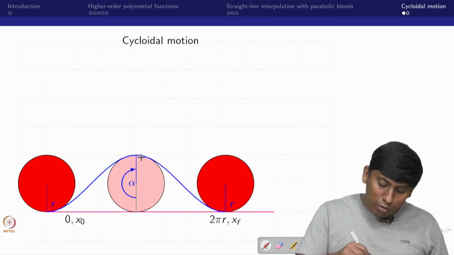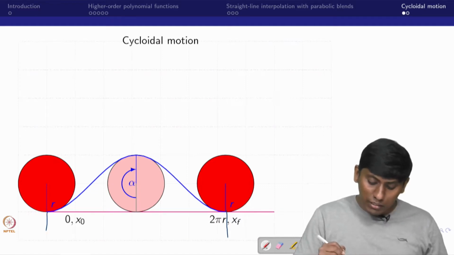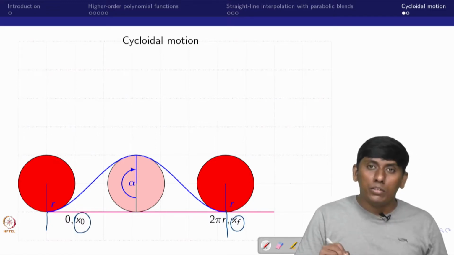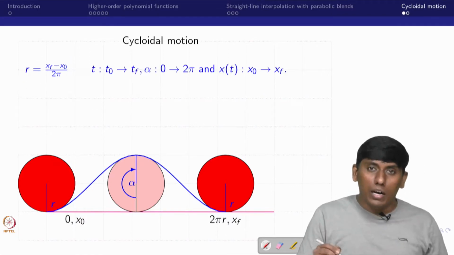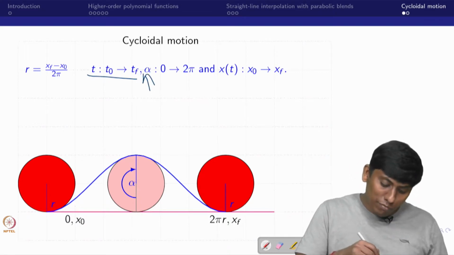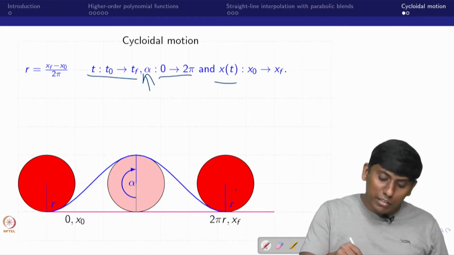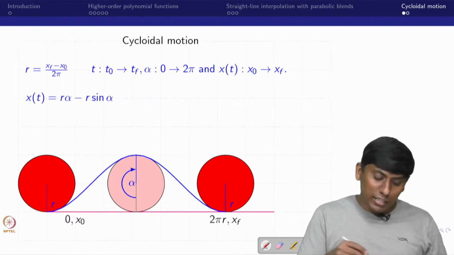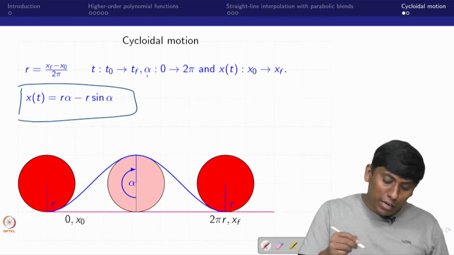You can see that the profile would be smooth, and when it starts from 0, you can see 2 pi r distance is traveled, from x0 to xf. That is what we have written, and this is the equation, and t varies from t0 to tf while alpha varies from 0 to 2 pi. So x of t varies from x0 to xf. I already said x of t I can write as r alpha minus r sin alpha.